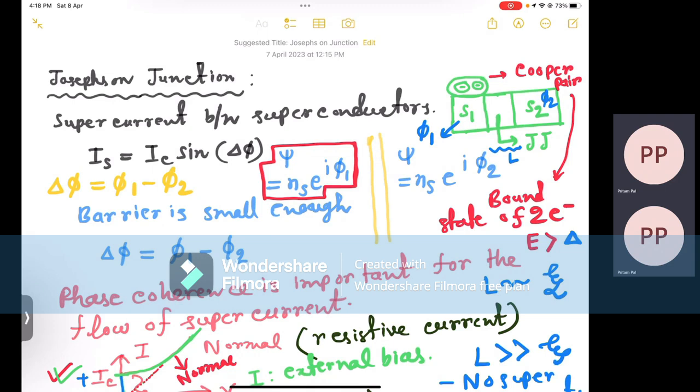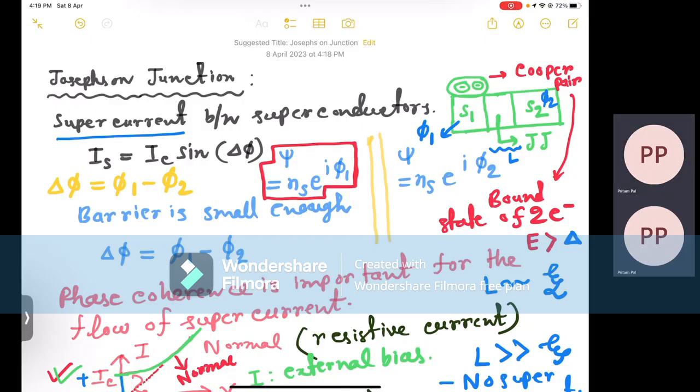Okay, so this is the supercurrent between the superconductors. It is defined as I_C times sine delta phi. This delta phi is the phase difference between the two superconductors. It will completely depend on the phase of both superconductors. This is simply the phase difference of the two superconductors.